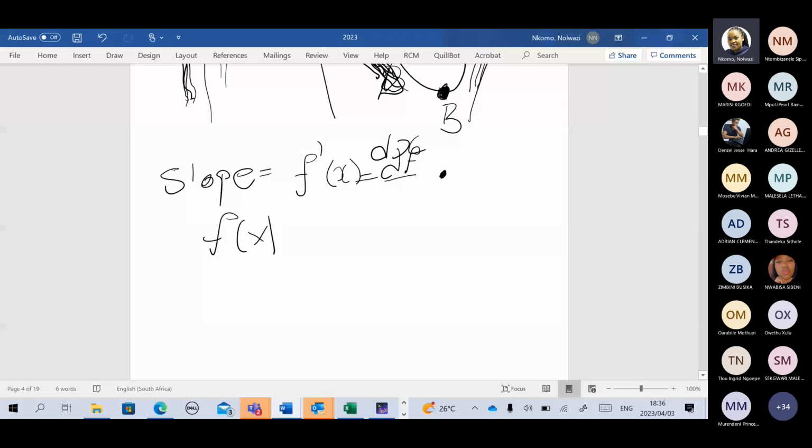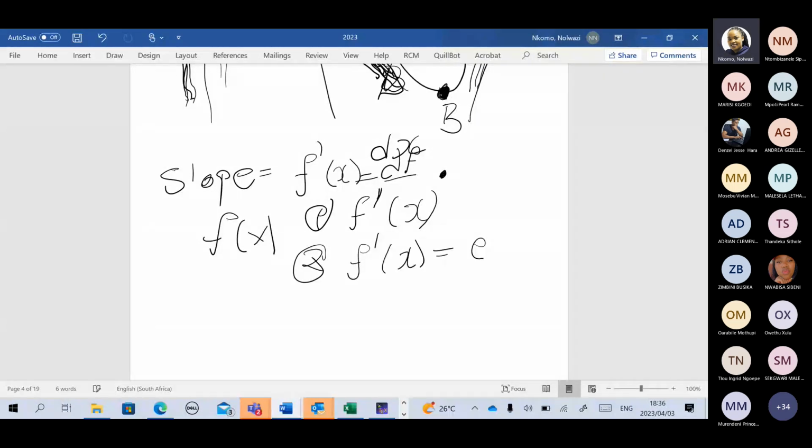One, you have to differentiate f. You find f prime of x, right? Then two, you let f prime of x equal 0. And then you solve for the values of x. Let's say you get 2 points, x star 1 and x star 2. Okay, we have x star 1 and x star 2.